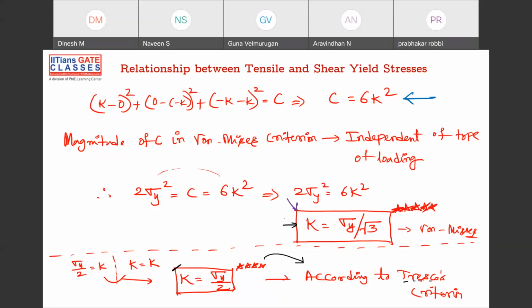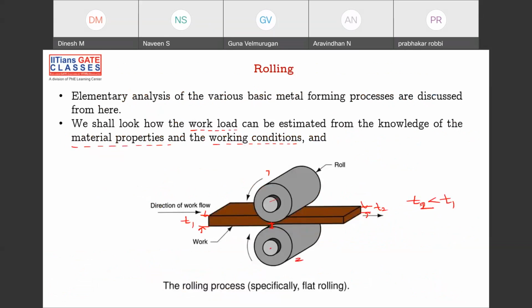K is equal to sigma y by root 3. K is equal to sigma y by 2. Sigma y by root 3 is for von Mises. Sigma y by 2 is for Tresca. Fine. And before proceeding to rolling, I want to ask you the difference between plane stress and plane strain.